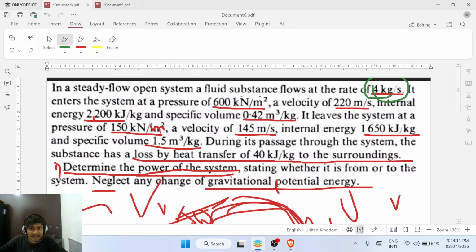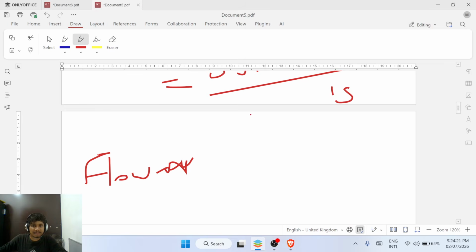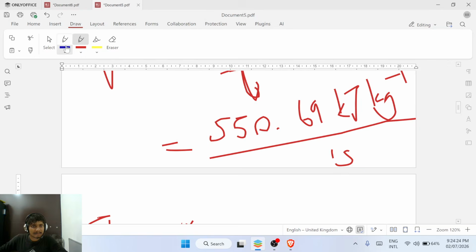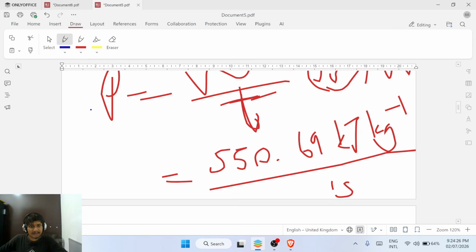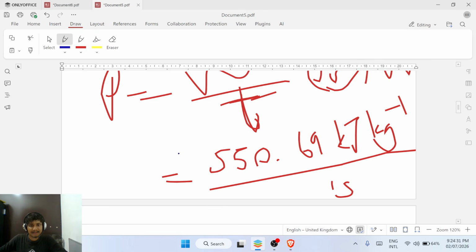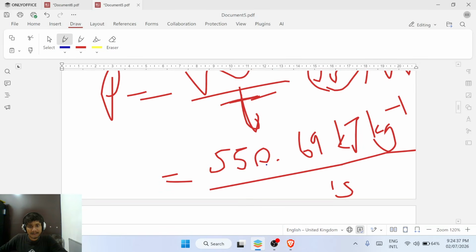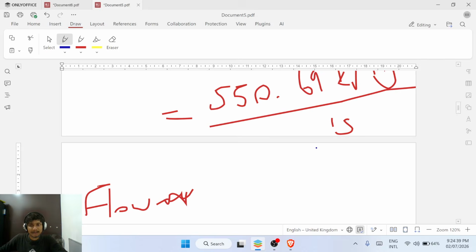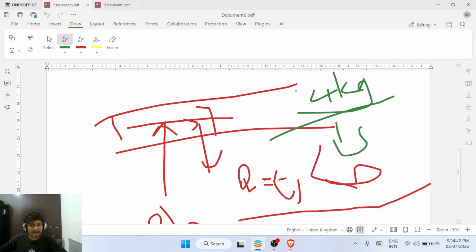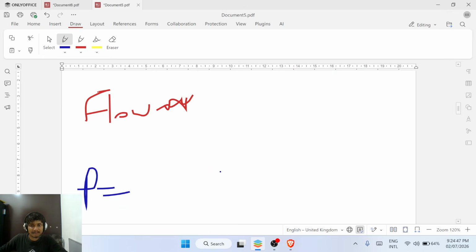In the first given data, the flow is at the rate of 4 kilogram per second. Therefore, for 1 second, 4 kilogram. Now we are going to find the total energy for 1 second to find the power. Therefore, P is equal to 550.69 kilojoule per kilogram. For 1 second there are 4 kilogram, therefore we have to multiply by 4 kilogram.